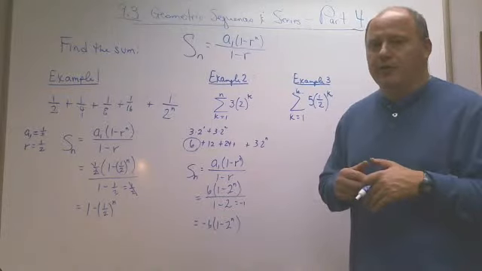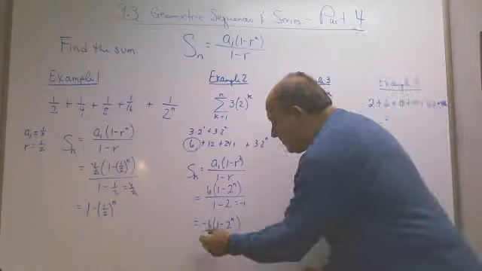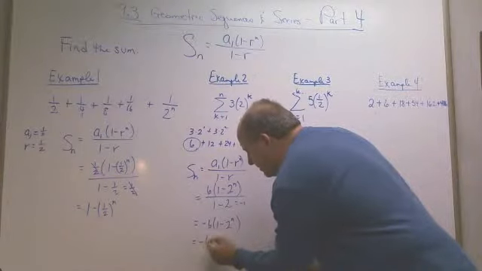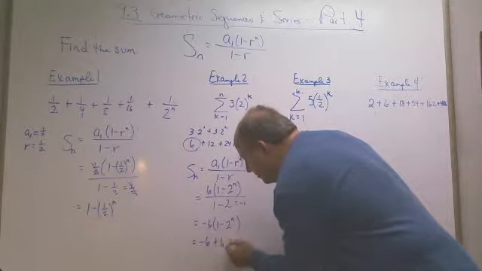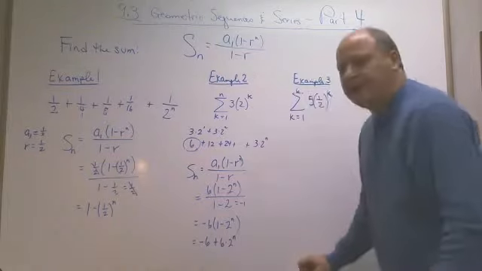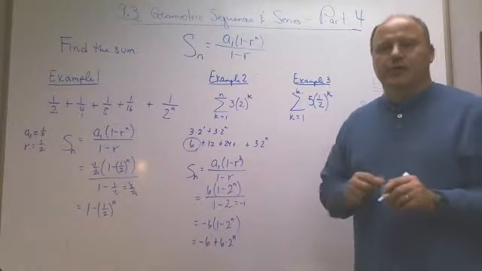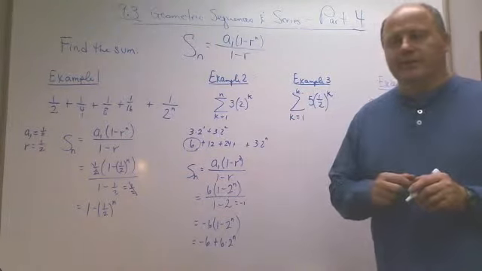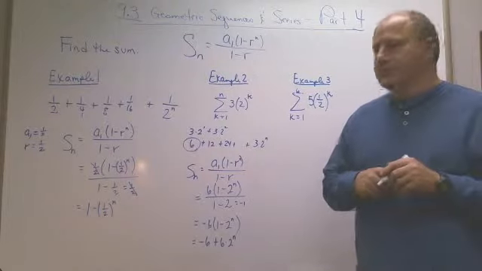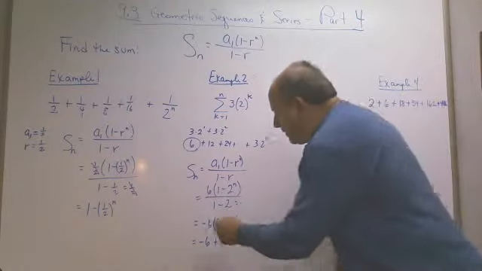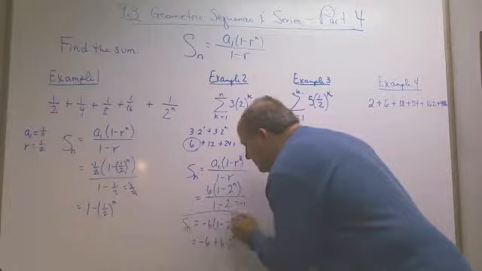So if you're really wanting to multiply it out, it looks like this. Negative 6 plus 6 times 2 to the n. You cannot combine 6 and 2 with a product. You cannot make it 12 to the n. Again, it's the order of operations. But like I said, I would just leave it like this one.